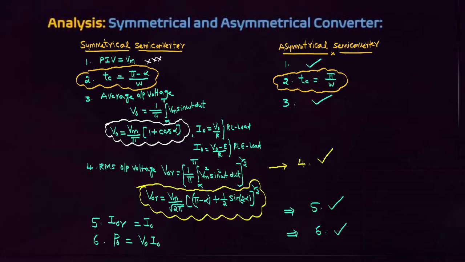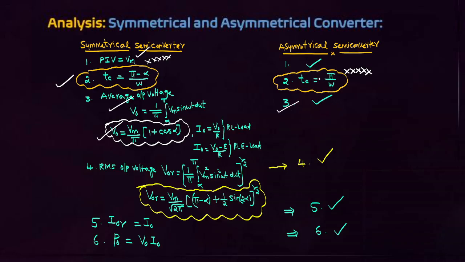In symmetrical semi converter, circuit turn off time is (pi minus alpha) by omega. But in asymmetrical semi converter, circuit turn off time is pi by omega. Already, in competitive exams, questions are based on this, students. Very important. Peak inverse voltage is Vm here also. Average output voltage is Vm by pi into (1 plus cos alpha). Here also the same formula: V naught equals Vm by pi into (1 plus cos alpha).